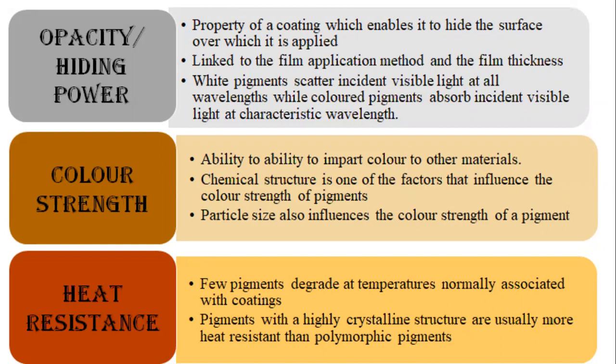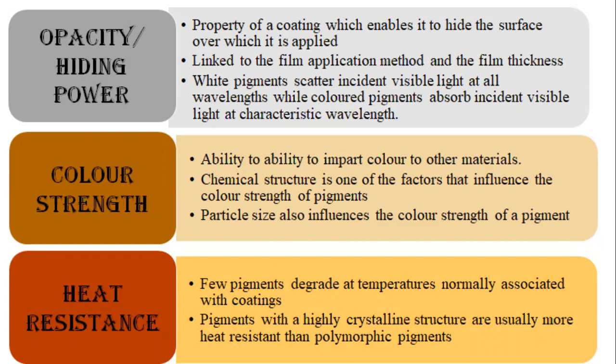Next, the last property is heat resistance. A few pigments degrade at temperatures associated with the coatings. At high temperature, pigments become more soluble and shading will occur. So pigments with a highly crystalline structure are usually more resistant to heat. And the heat resistance basically depends on the modification of the crystal as well.